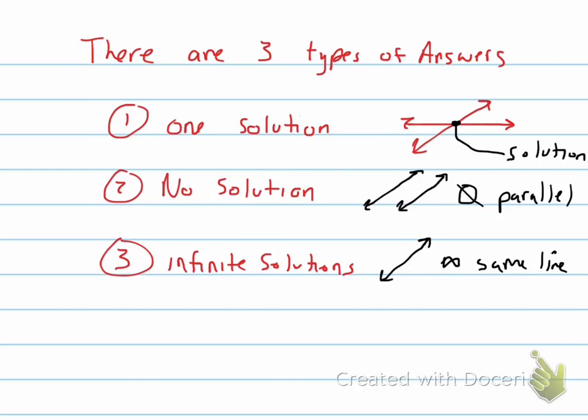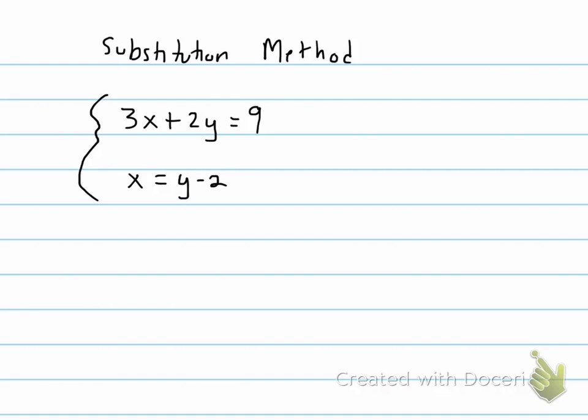But there'll be an answer for this. So one solution would have one x value, one y value. No solution, you can't find it. An infinite, every value works. So let's go over some of this. Substitution method. What is that?